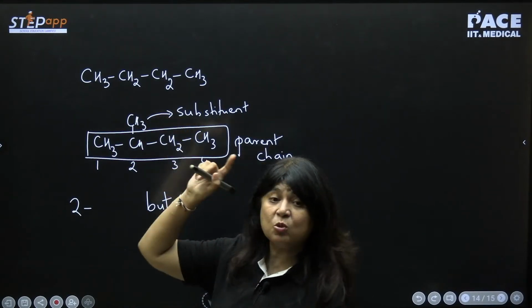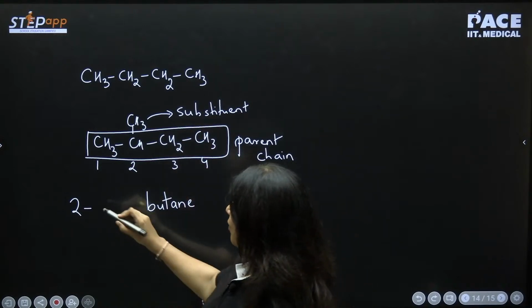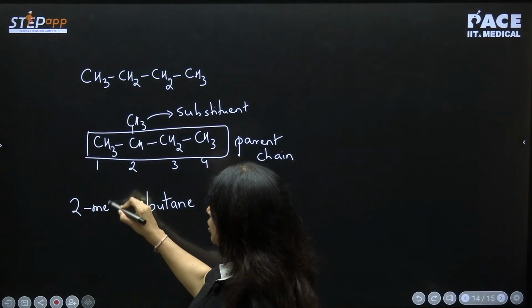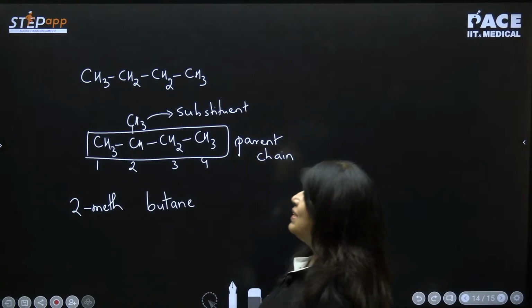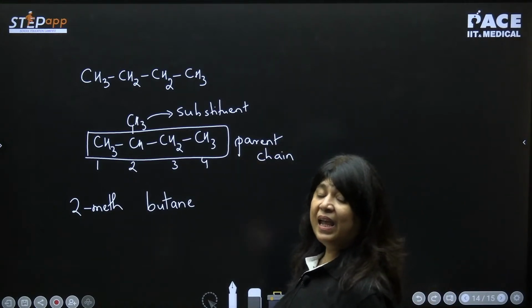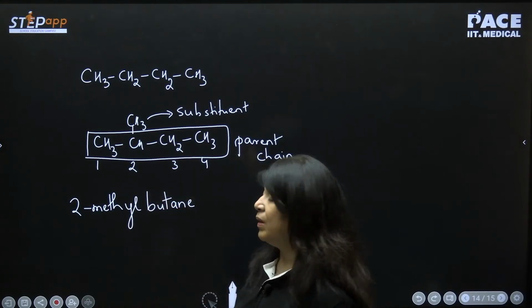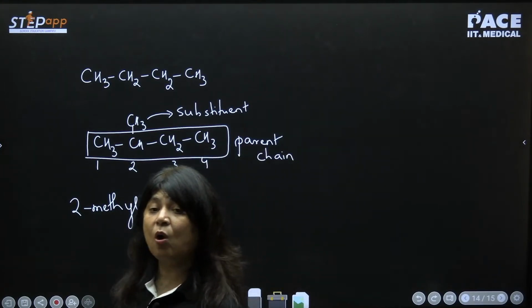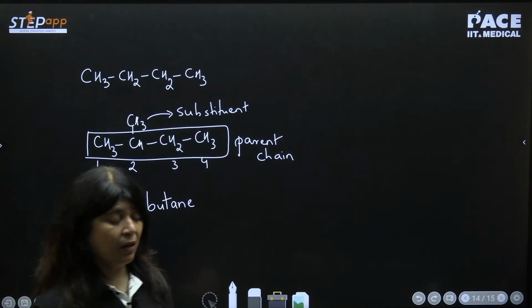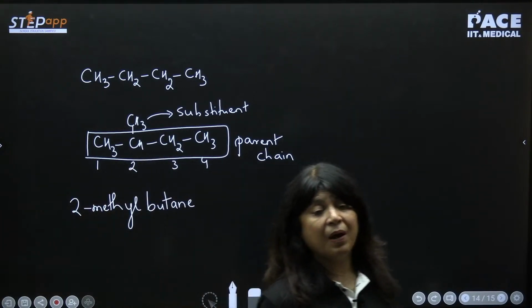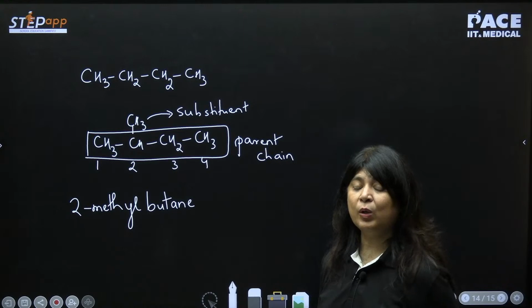The substituent itself has only 1 carbon. So for 1 carbon, the root word for the substituent is meth. Since it's a substituent, the name of a substituent will always end in YL. So the name of this compound is 2-methyl-butane.